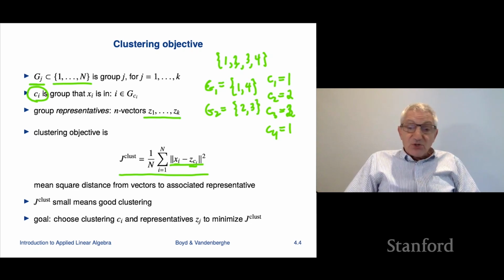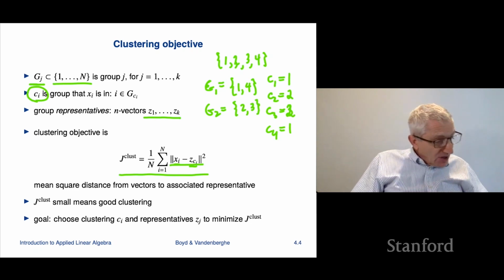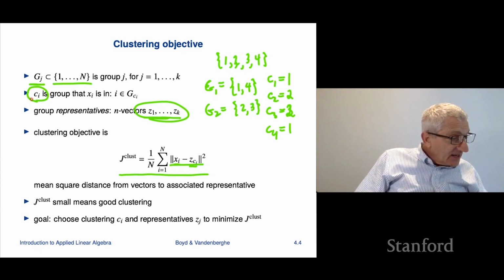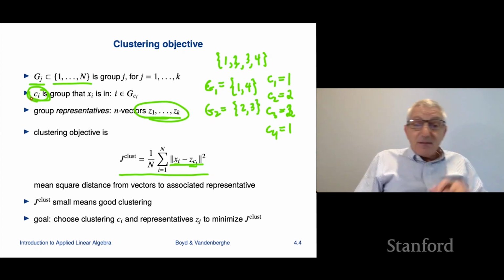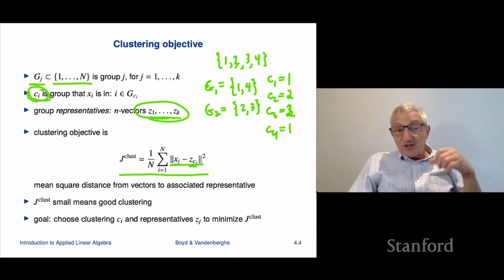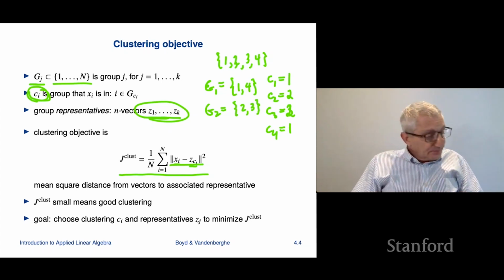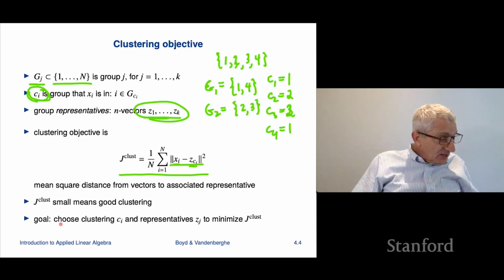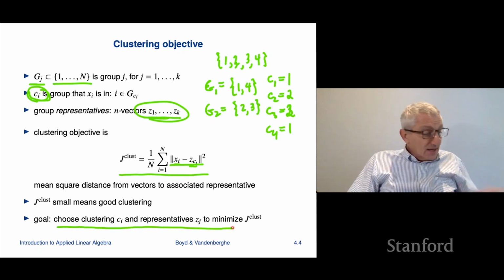So here's your job. Your job is to choose Z1 through ZK. Those are the cluster representatives. And your other job is to choose the C's, which is the same as choosing the G's. The C means you have to say for each item which cluster you are in. So for item 22, are you in cluster 1, 2, 3, 4, 5, something like that. So this is going to be your job. This is the clustering objective, and it's perfectly reasonable, right? So our goal is to choose a clustering and the representatives to minimize this number.